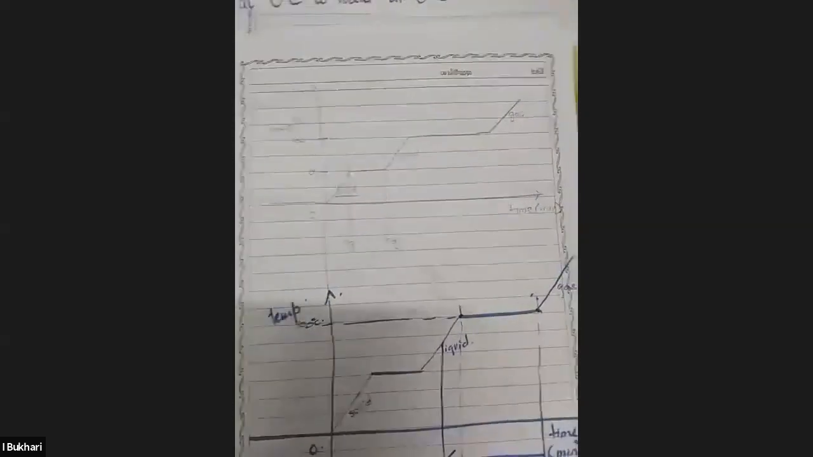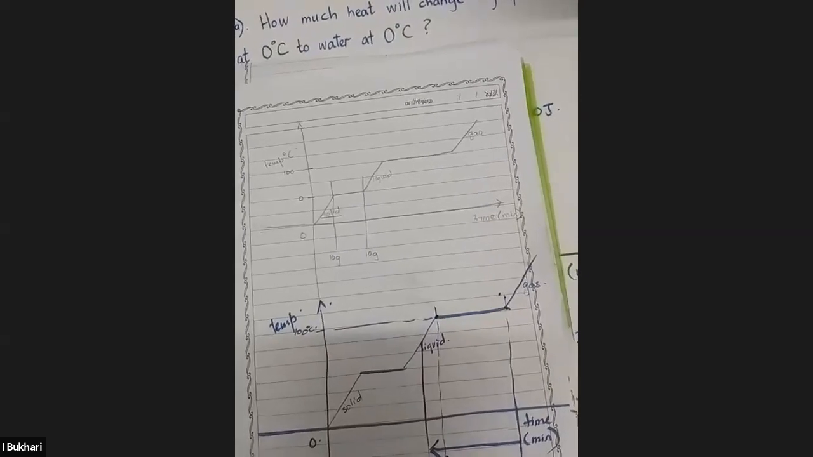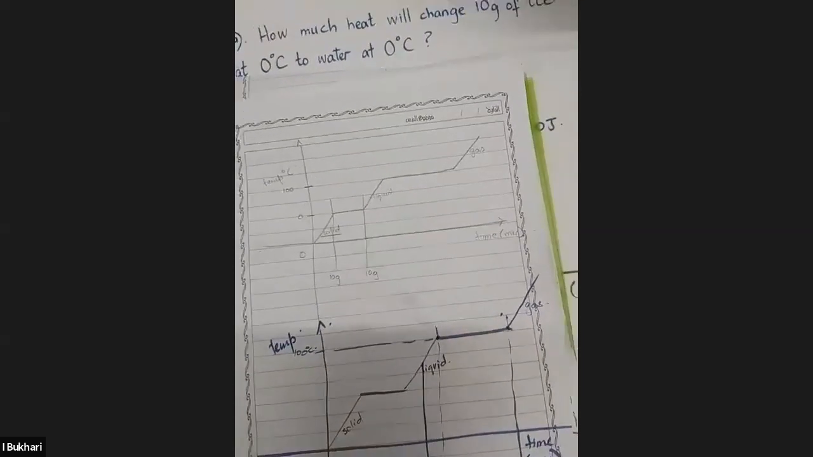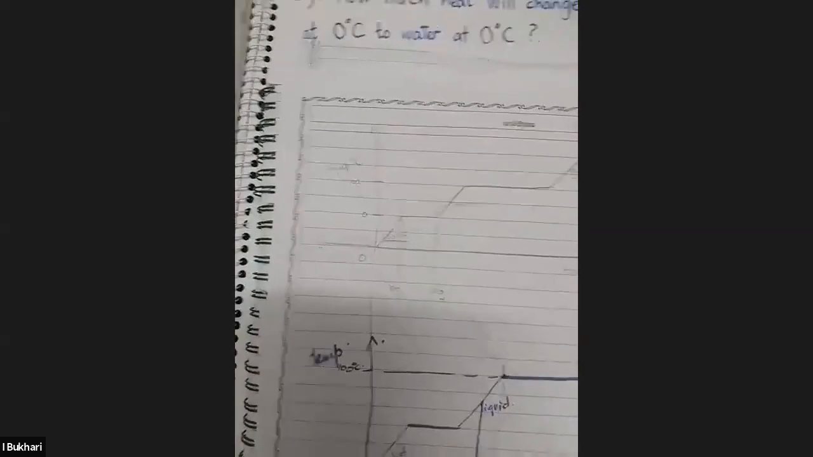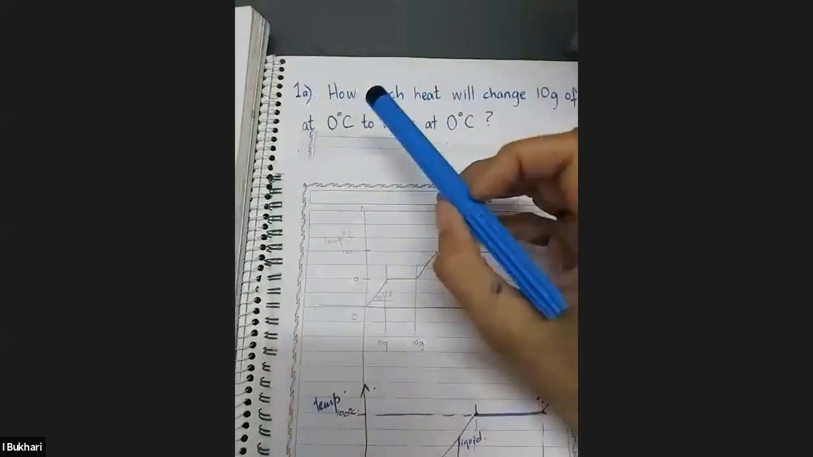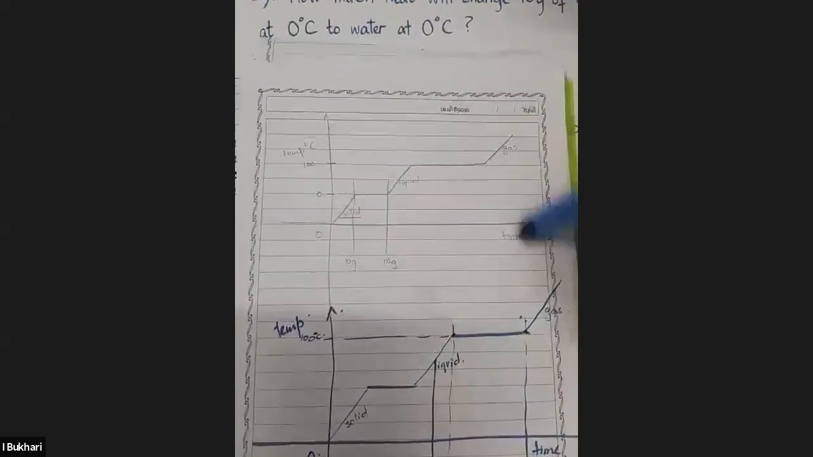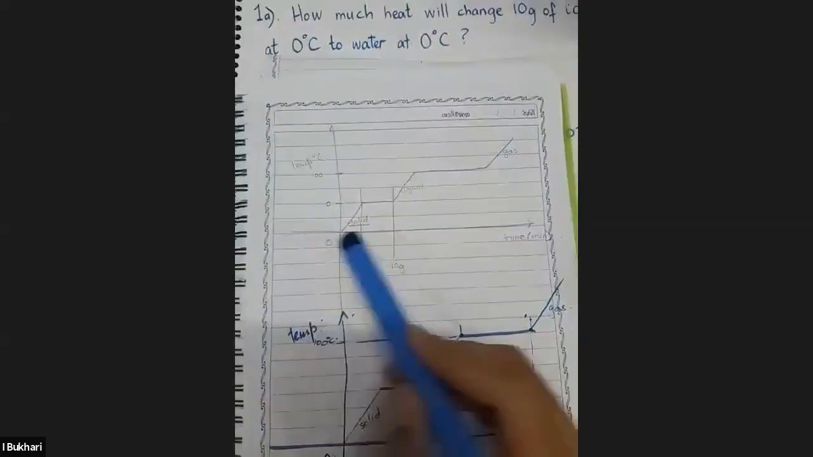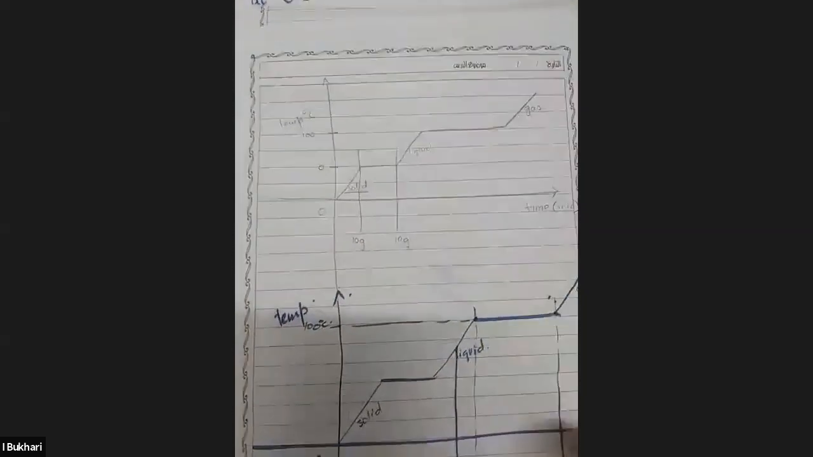I wrote the question wrong. How much heat will change 10 grams of ice at 0 degrees Celsius to water at 0 degrees Celsius? Yeah, that's the question. Amna, what's the question in the book? I'm doing question number 1A. So how much heat will change 10 grams of ice? A good way of solving such questions is when you make a heating curve. You cannot go wrong if you make a heating curve.